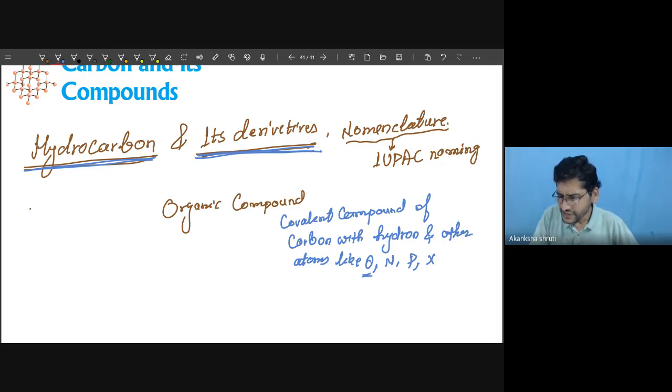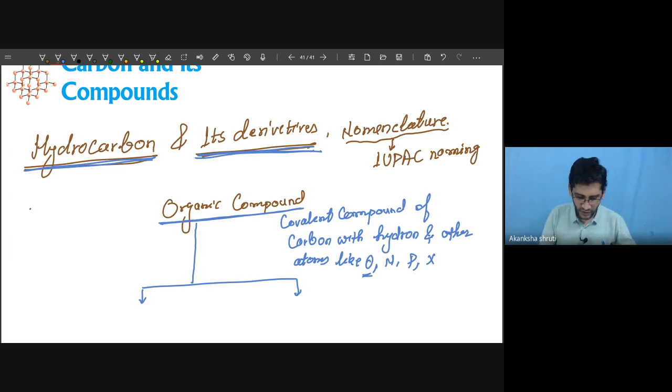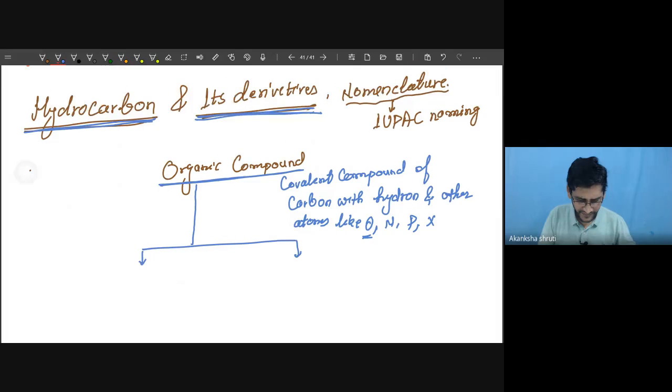The functional group may contain oxygen as OH, or oxygen in ketone, aldehyde and carboxylic acid. It may contain nitrogen in a nitro group or cyanide group. So students, all these organic compounds can be broadly classified into two categories. One is called hydrocarbon. So write this down as hydrocarbon.